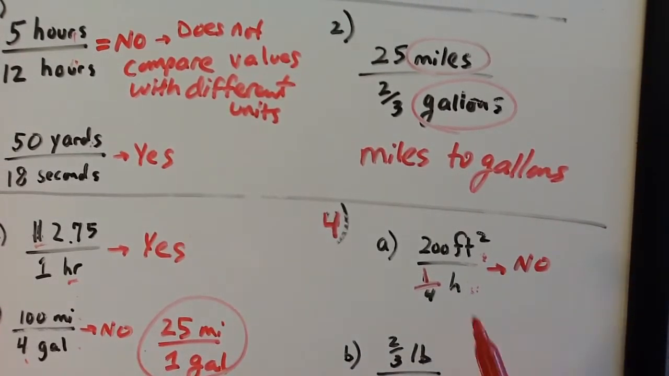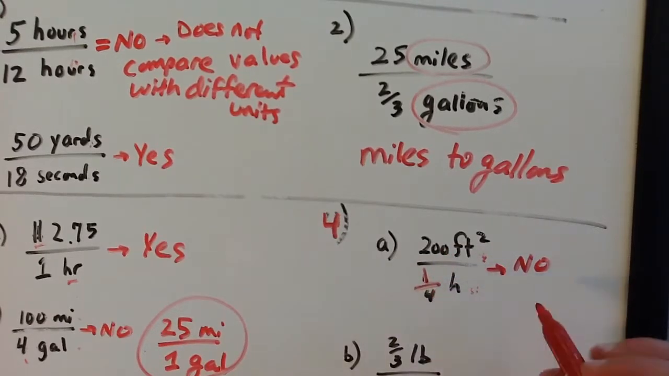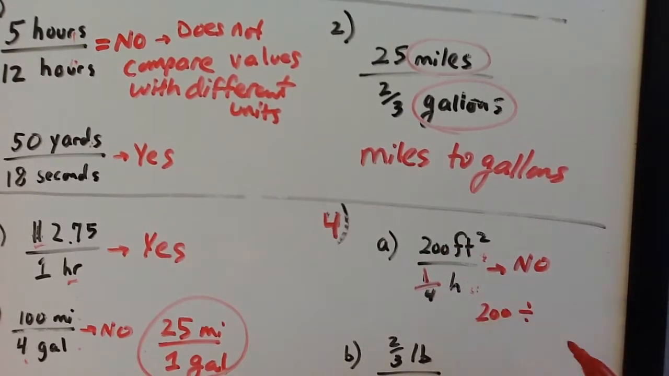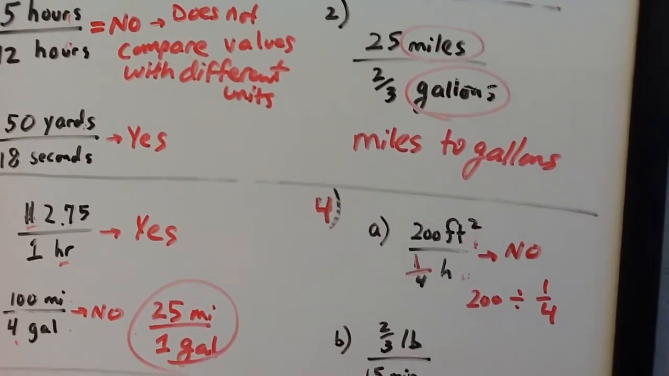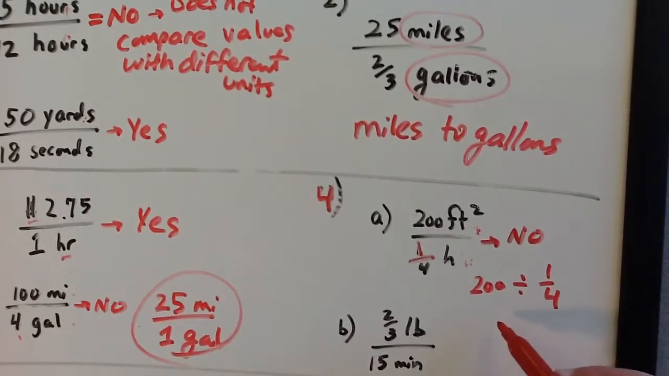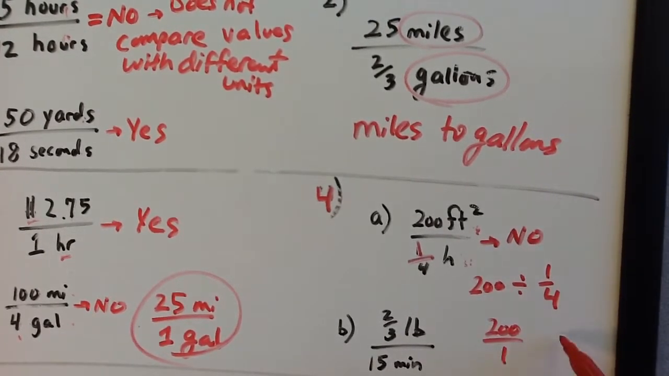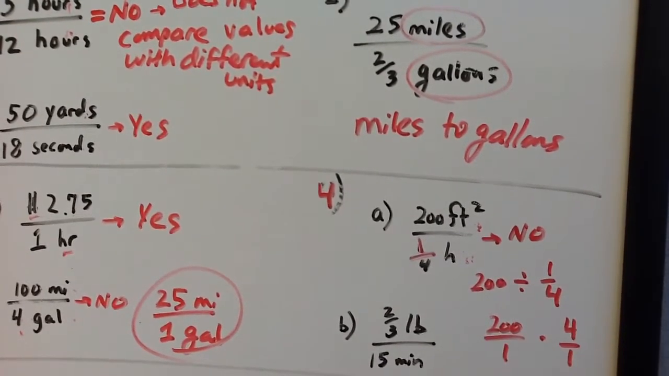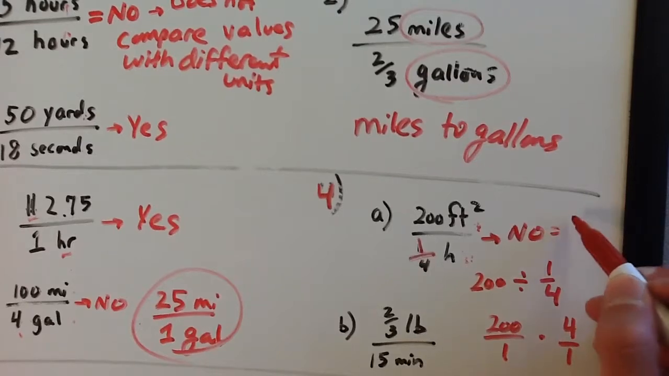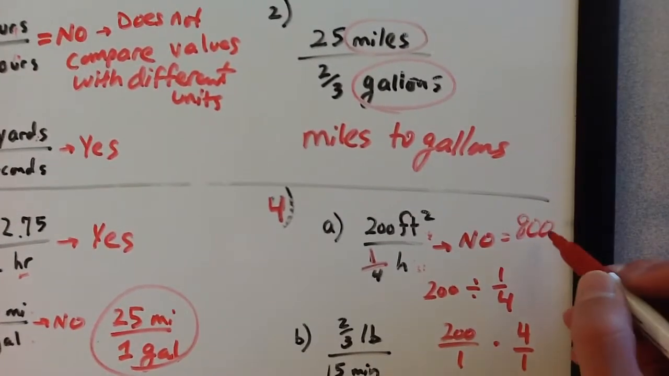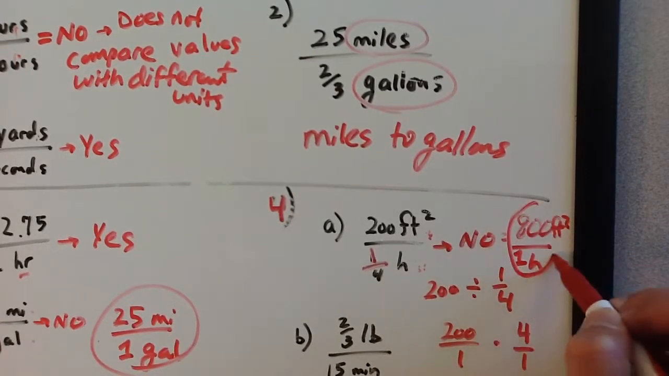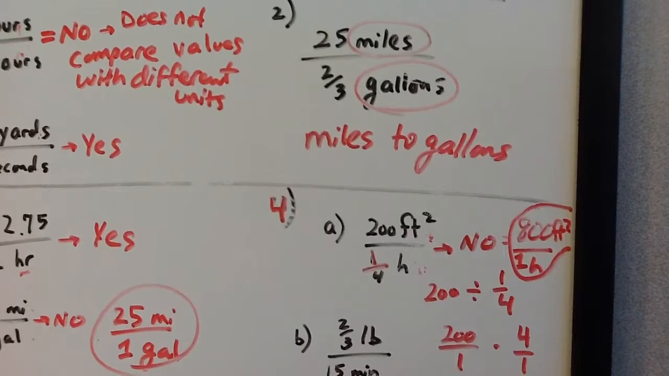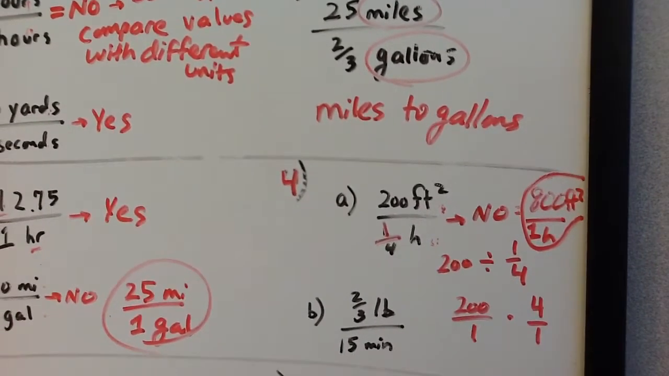Let's make it a unit rate. So we have 200 divided by 1/4. That's how I read the fraction bar, 200 divided by 1/4. I see that I'm dividing a fraction, so I know that's the same thing as multiplying by the reciprocal. So I flip 1/4 to be 4, and I change from division to multiplication. 200 times 4, that is 800, right? 800 square feet per 1 hour. Running out of room there, 800 square feet per hour would be the unit rate.